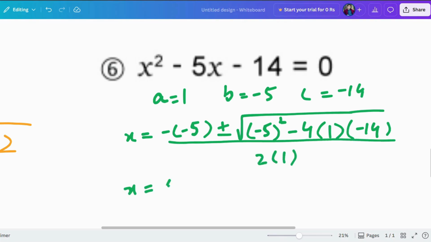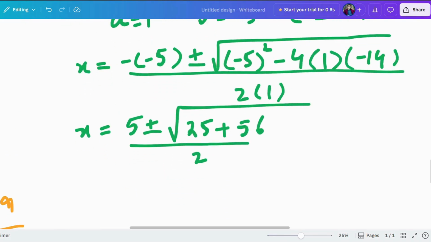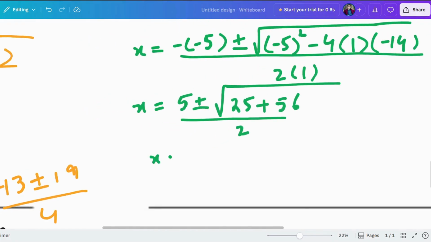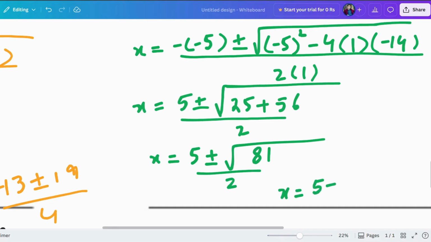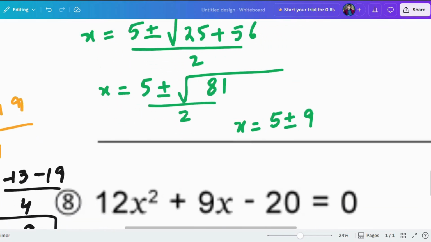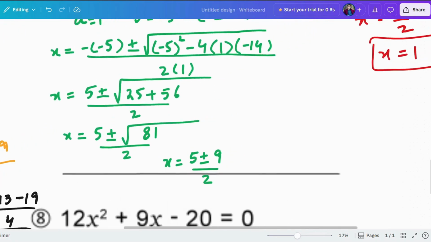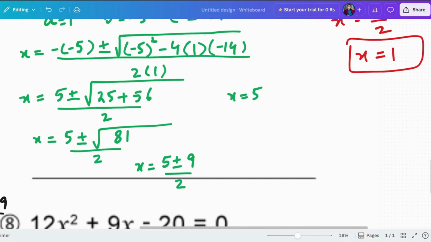So now x is equivalent to 5 plus minus radical 5 squared is 25, minus minus plus 56, divided by 2. So now if I further solve it, that's going to be x equals 5 plus minus radical 56 plus 25 is equivalent to 81, divided by 2. So I'll get x equals 5 plus minus 9 divided by 2. So one time I'll put it as x equals 5 plus 9 divided by 2. And one time I'll put x equals 5 minus 9 divided by 2.